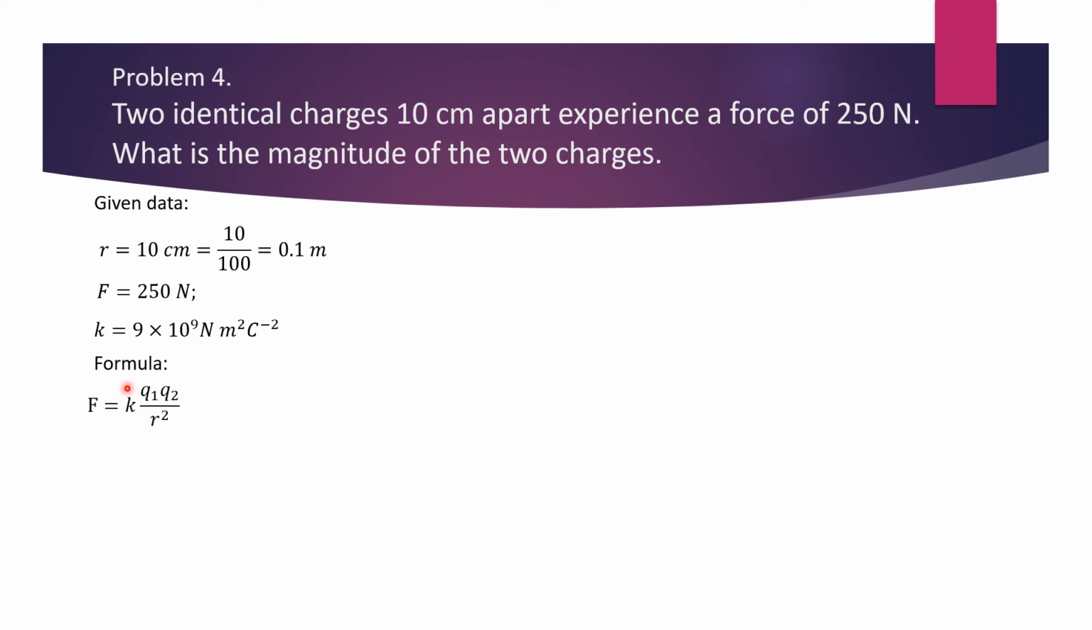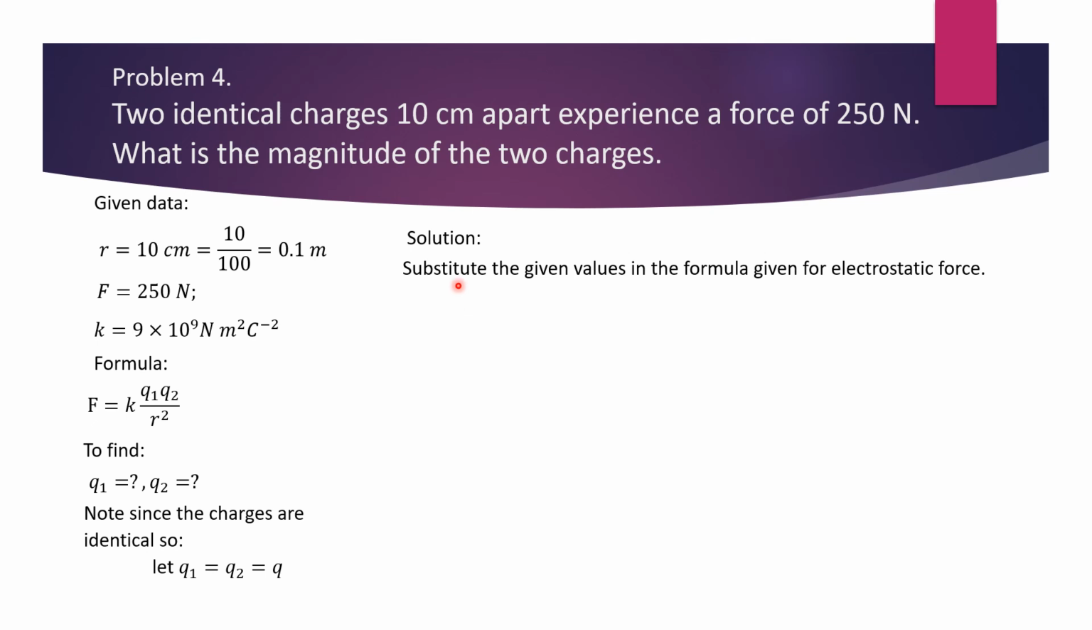Now the formula used is F is equal to K Q1 Q2 over R square. We need to find Q1 and Q2. Note, since the charges are identical, let Q1 is equal to Q2 is equal to Q. Now the solution is, substitute the given values in the formula for electrostatic force. That is 250 newtons is equal to 9 into 10 power 9 times Q dot Q over 0.1 square.